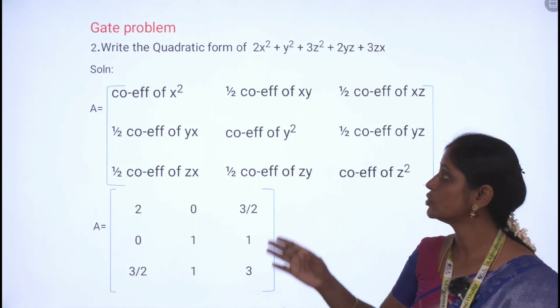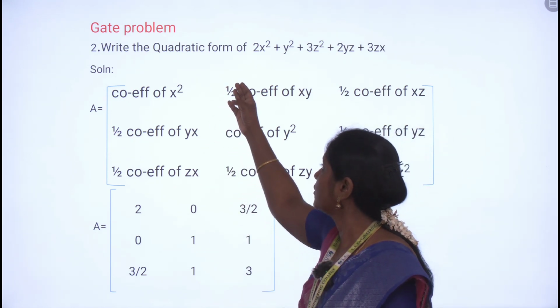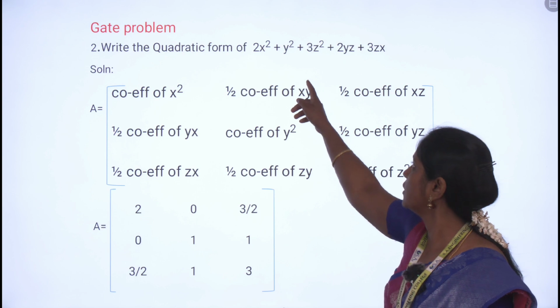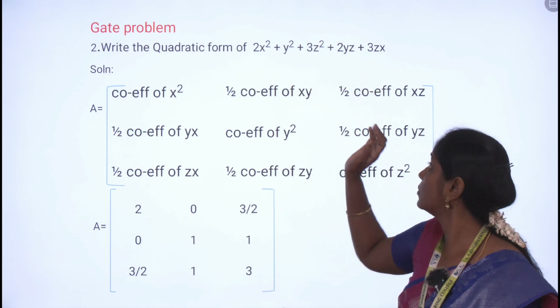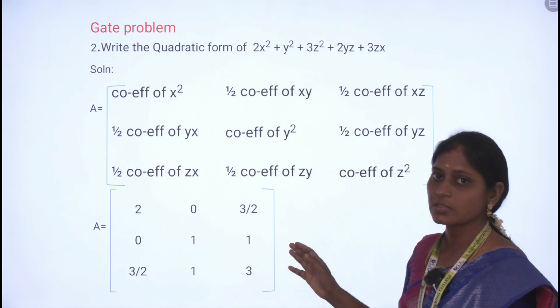And next, the most important, GATE problems. Write the matrix of the quadratic form 2x square plus y square plus 3z square plus 2yz plus 3zx. They want the matrix A.